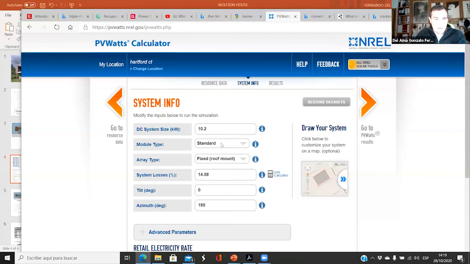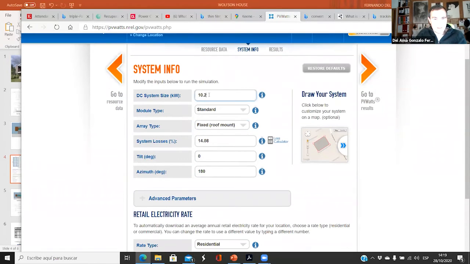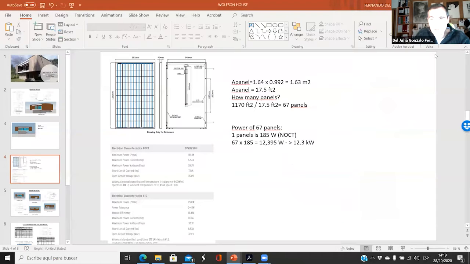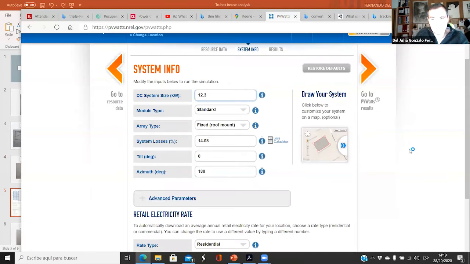The same Chinese module, the same. Oh, now it's not roof mount. Well, it can be roof mount. If it's flat, it can be roof mount, okay? And the system losses are the same. So I have changed the array. Now it has to be 12.3, 12.3, tilt 0, flat roof, azimuth 180. If it's flat, this should be 180.